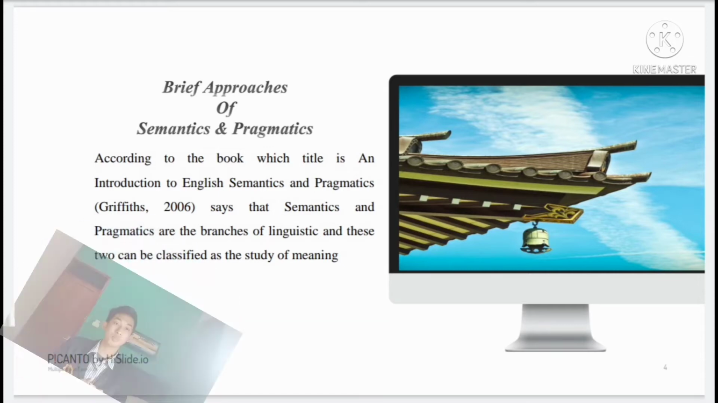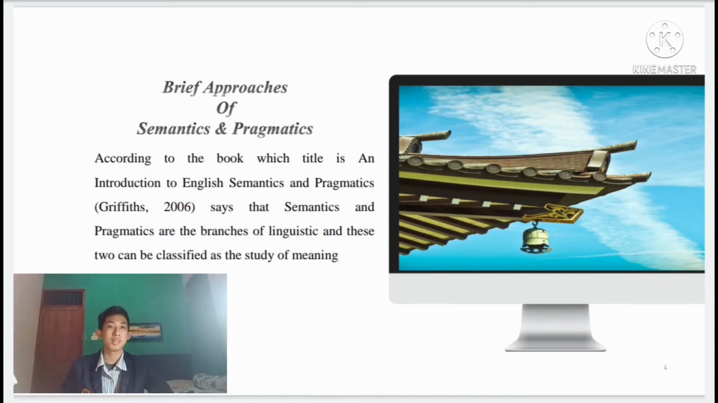Okay, now we jump into the brief approaches of semantics and pragmatics. According to the book An Introduction to English Semantics and Pragmatics by Griffiths, 2006, semantics and pragmatics are branches of linguistics, and these two can be classified as the study of meaning.